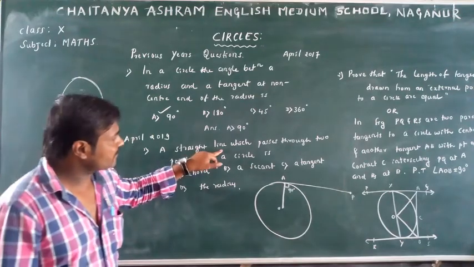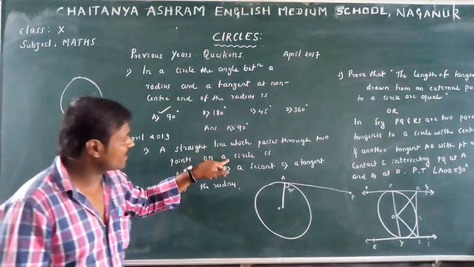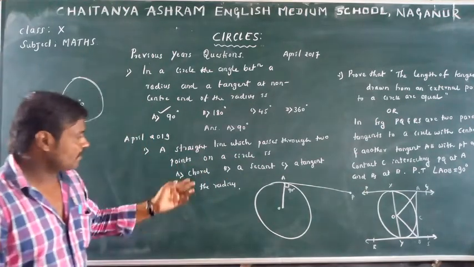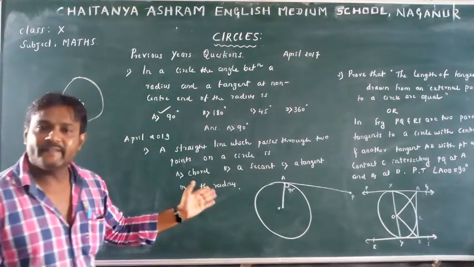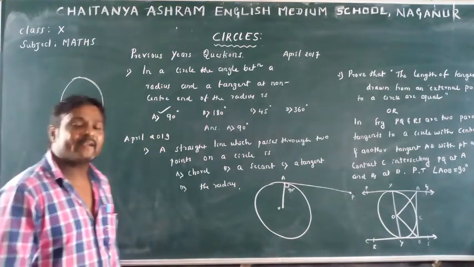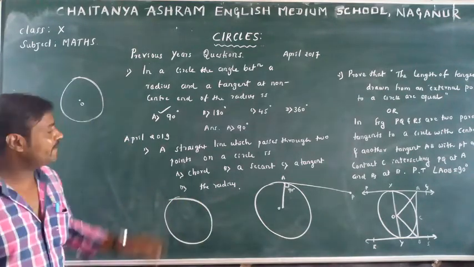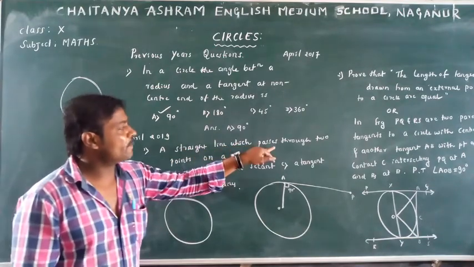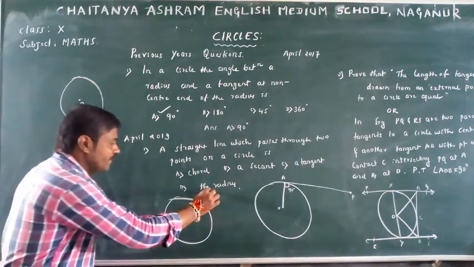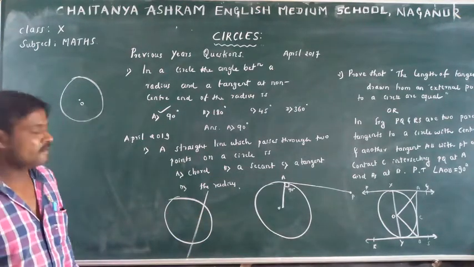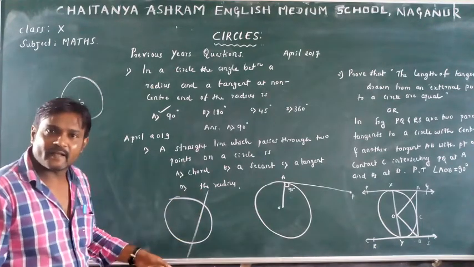Now see the question in April 2019. A straight line which passes through 2 points on a circle is chord or a secant or a tangent or the radius. So what is that line called? So draw a circle. There is a straight line. That straight line passes through 2 points on a circle. So now this is a line. This line passes through 2 points on this circle.